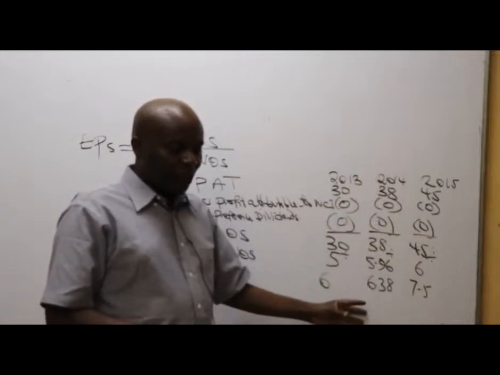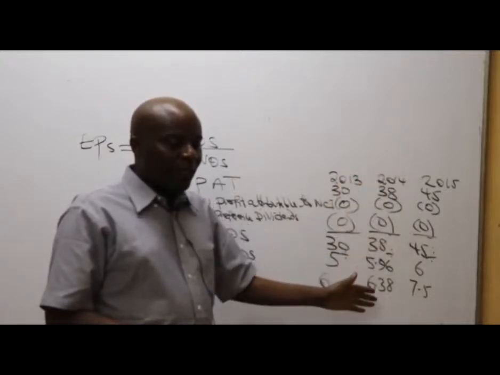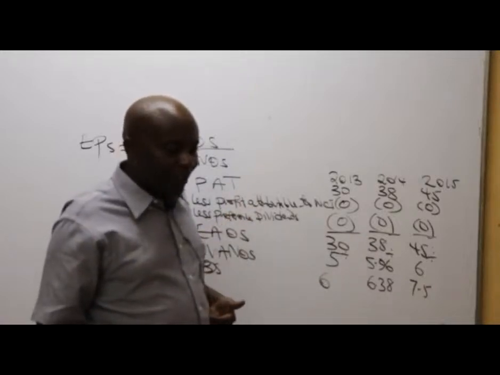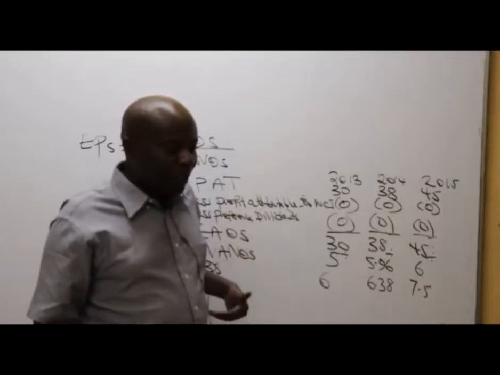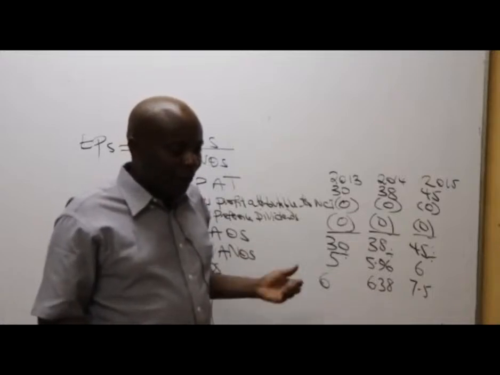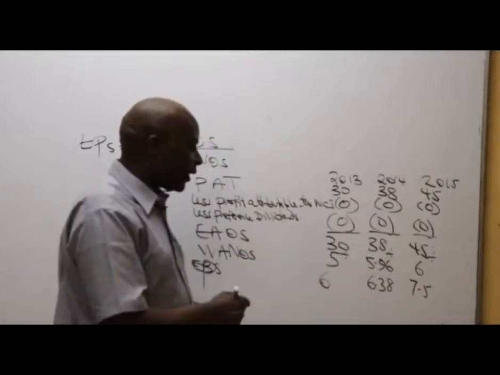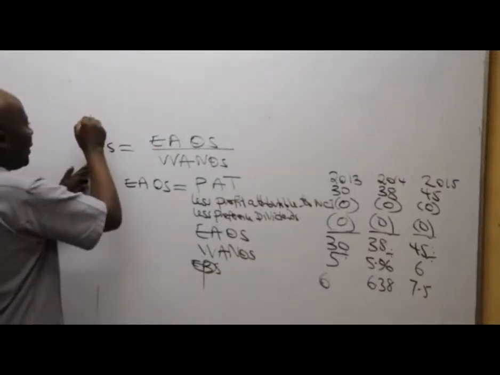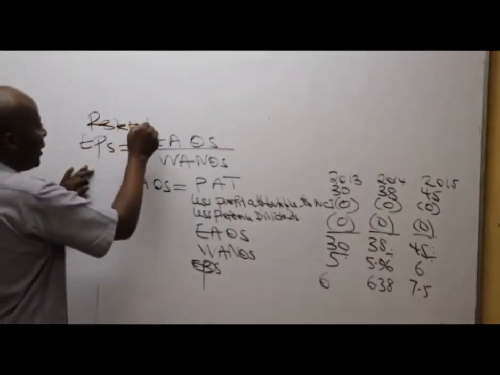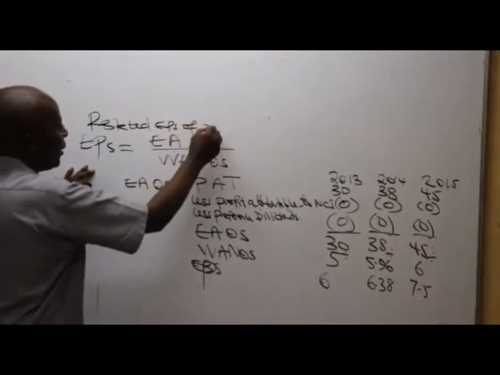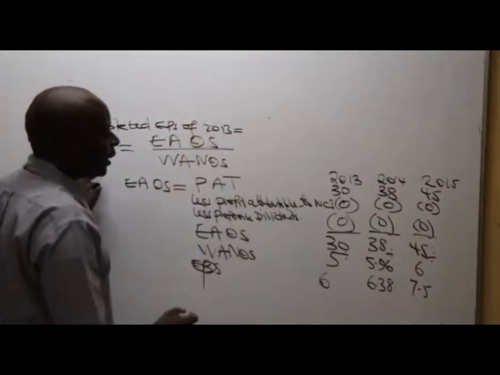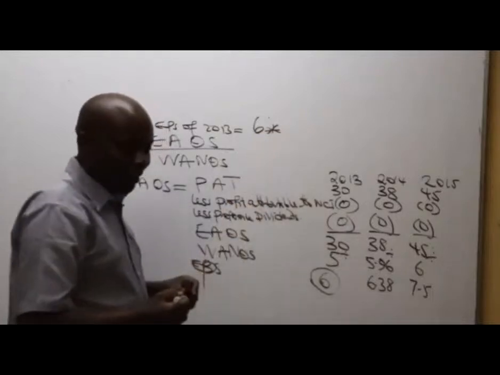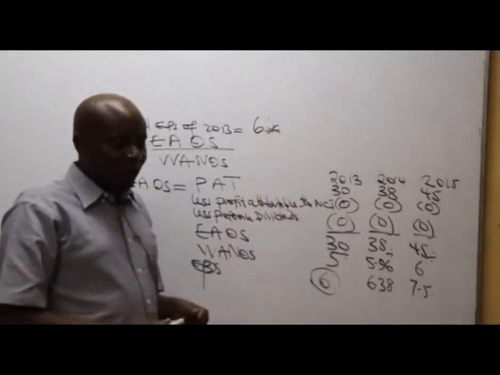When you have a bonus element in any year, remember the previous years must be restated. Do you remember that concept of restating the comparative? Don't make comparisons directly. So I would want us to restate the one of 2013. So give us the restated EPS of the year 2013. I'll take the old EPS times what? So I'll take 6 times what?